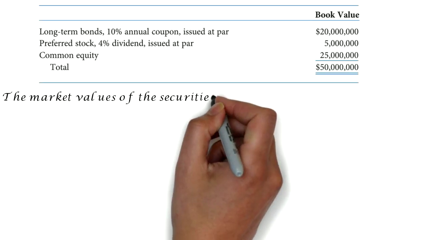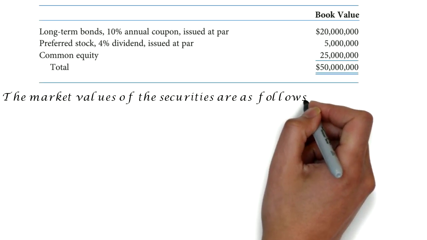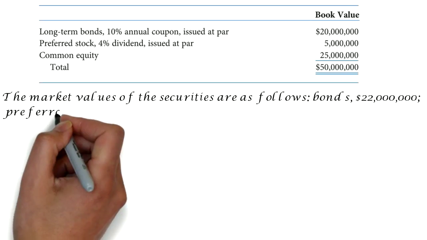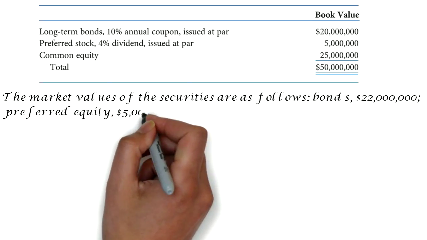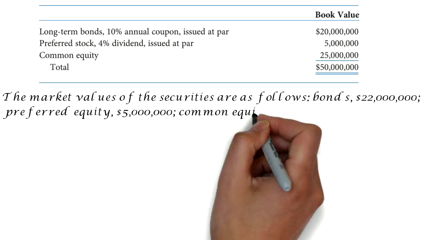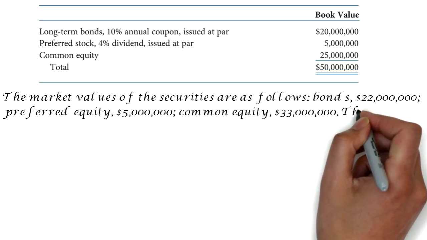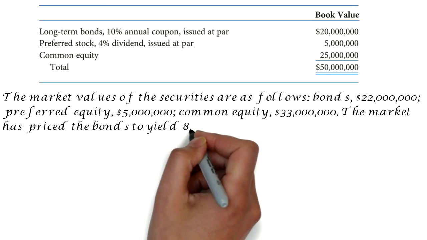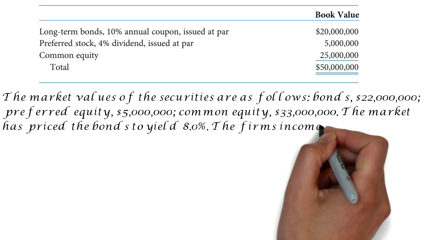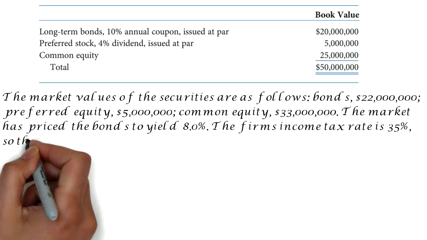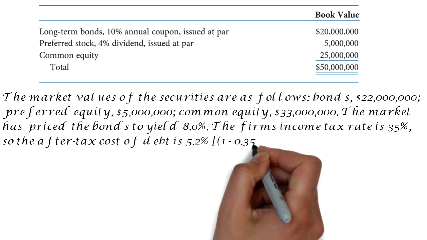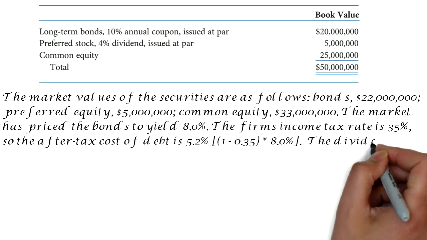$22 million worth of bonds, $5 million worth of preferred equity, and $33 million worth of common equity. The market has priced the bonds to yield 8%. The firm's income tax rate is 35%, so the after-tax cost of debt is 5.2%, which is calculated as 1 minus the tax rate of 35% times the cost of debt capital, which is 8%. The dividend on preferred stock is 4%.